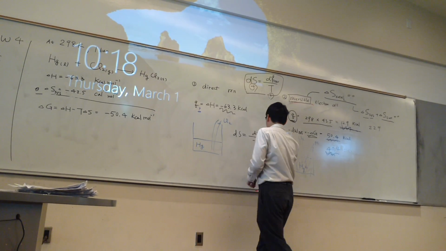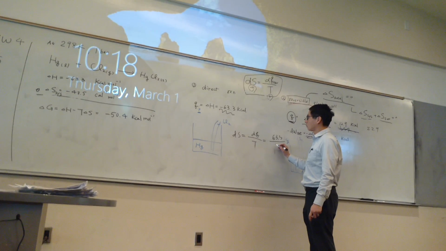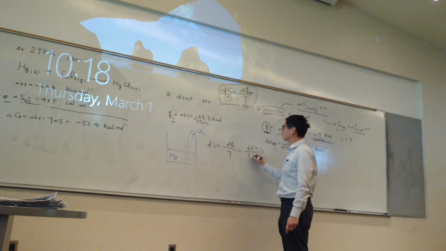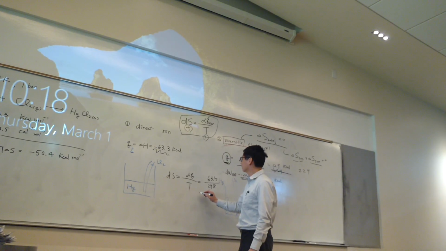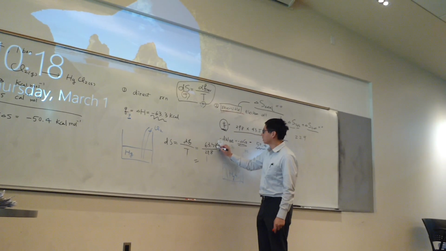Then if a student does this, 298. Okay, this is kilocal. So if you want to make it cal, it's times 10 to the third.